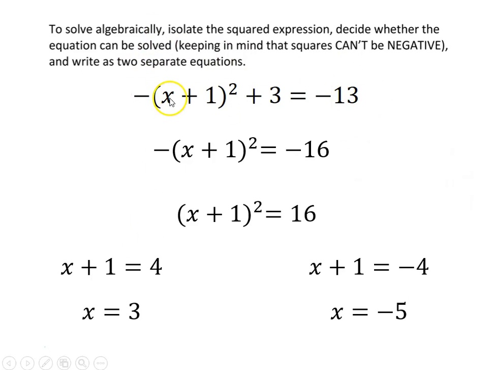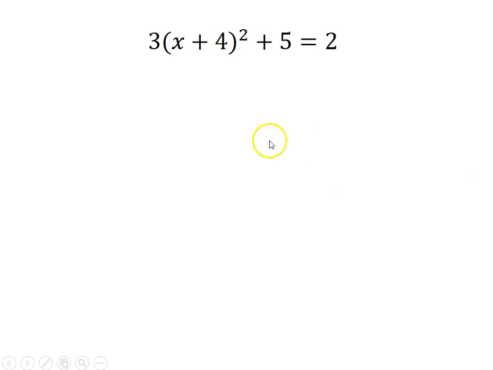When we plug in 3, this side will equal negative 13. When we plug in negative 5 right here, this whole thing will simplify to negative 13, and we have our solutions. Do one more, or maybe two.